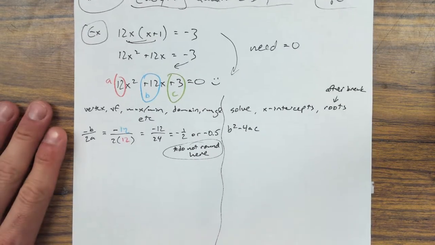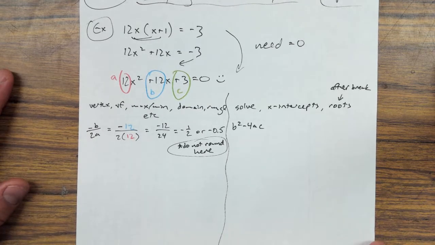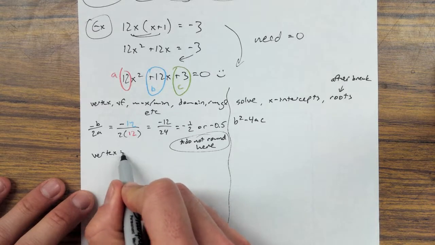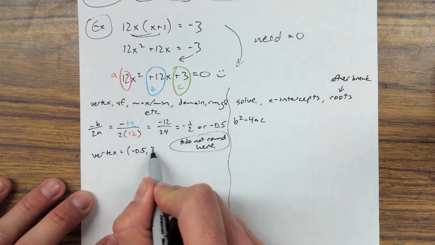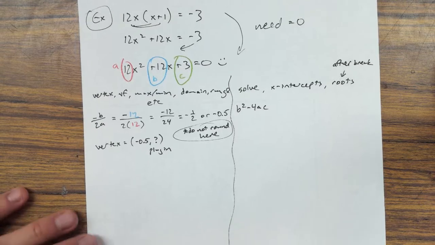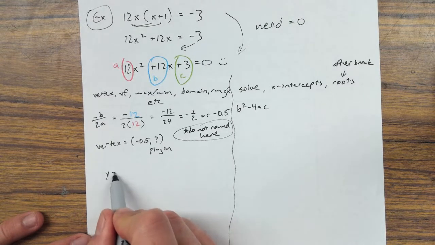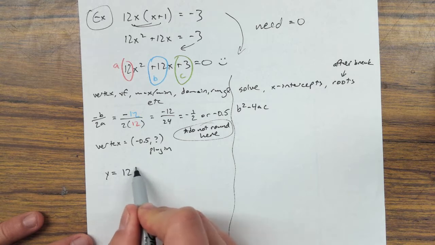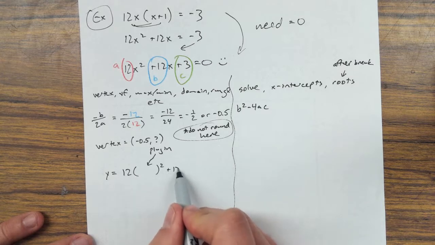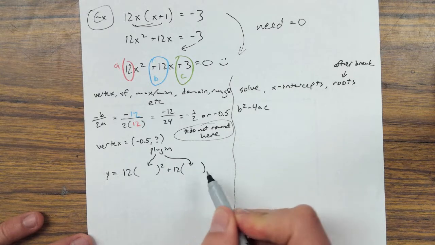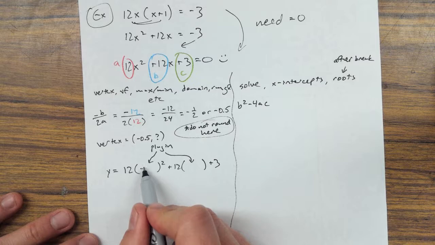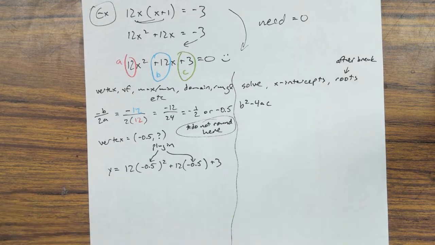All right, so where do we go from here? We plug it in. That's going to start setting our vertex up. Negative 0.5 comma something. Time to plug in. So let's go ahead and plug that number in. Y equals 12. Plug it in here into the squared, plus 12. Plug it in here without the squared, plus 3. And we're going to plug in negative 0.5 into both positions.